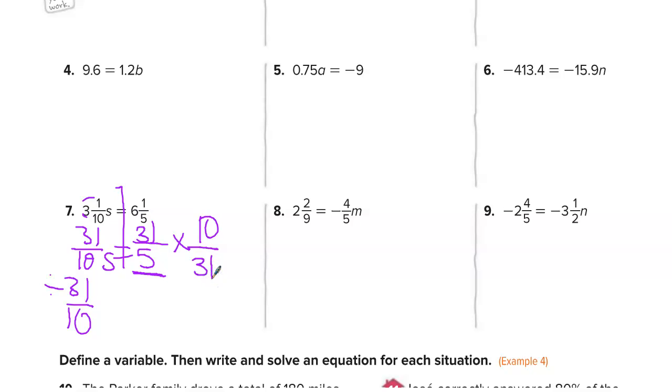Wait, you can reduce. Yeah, so I'm going to do some reducing, right? Then 5 can go into 10 twice. Someone's raising a hand? So anyway, I reduced. My answer that I should get is 2.